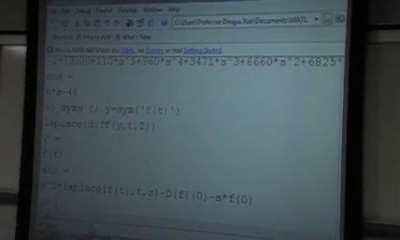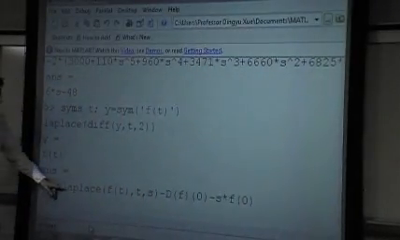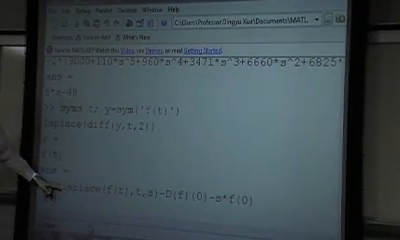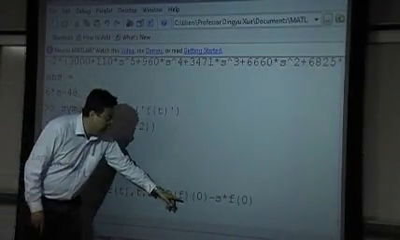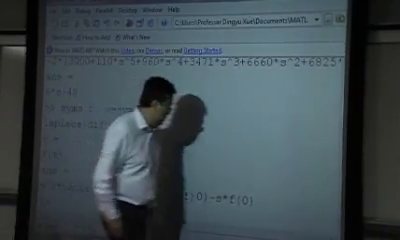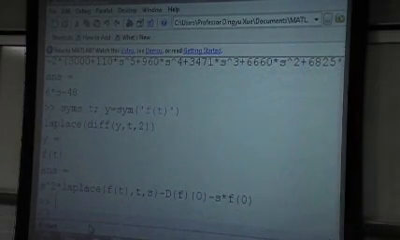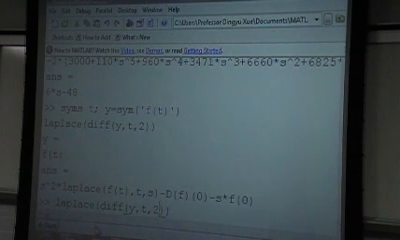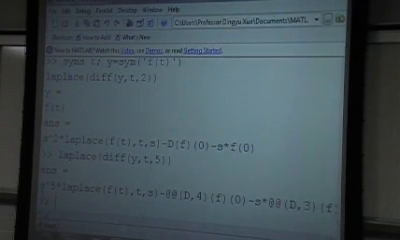So the result is something like this. We have s squared times the Laplace transform, minus the initial value of the first order derivative, minus s times f(0). I think you can understand the syntax. So if we change 2 into 5, you will see what the formula is. s to the power of 5.